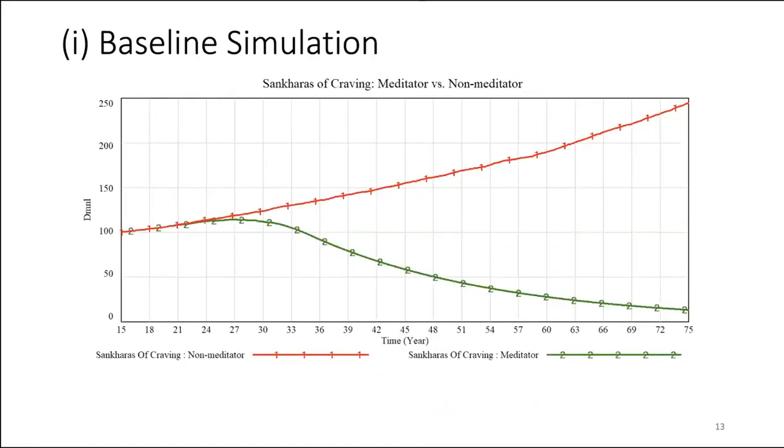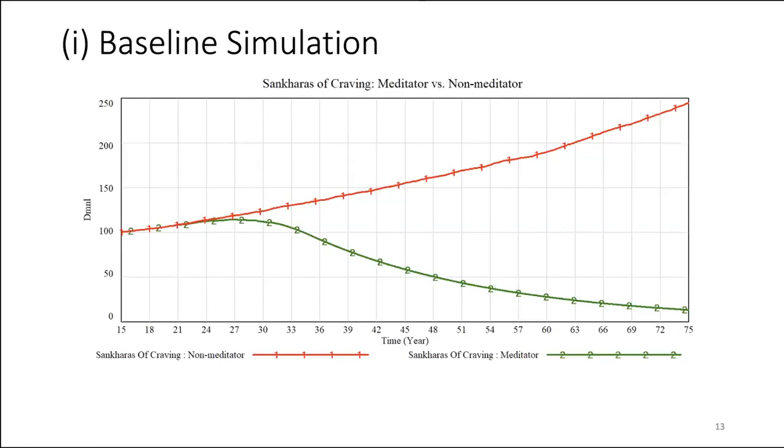Right, so what happens if we simulate the model? Looking first at the baseline simulation, where a non-meditator is compared to the meditator. The non-meditator is the red curve and the meditator is the green curve. And this basically follows the person throughout their lifetime from the age of, let's say, 15 to 75. And I've initiated this stock of sankharas of craving at an arbitrary level of 100, let's say, here.